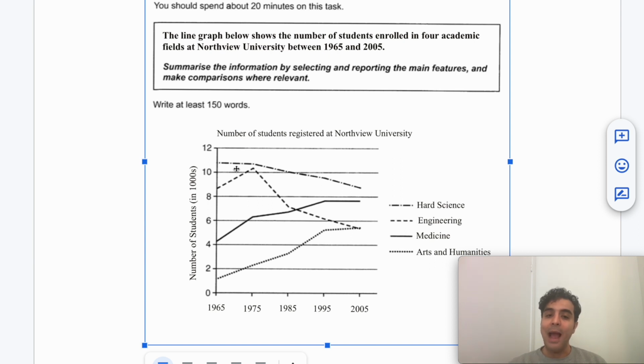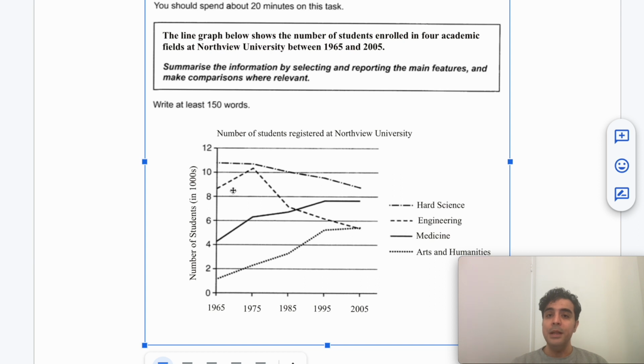The vertical axis, on the other hand, this axis, represents quantities or amounts, right? So in this case, as you can see, next to the vertical axis, we have number of students in thousands. And as you can see, we have 2, 4, 6, 8, 10, 12. So that means 2,000, 4,000, 6,000, 8,000, 10,000, and 12,000, right? 12,000 what? Students. That's very important for you to remember.